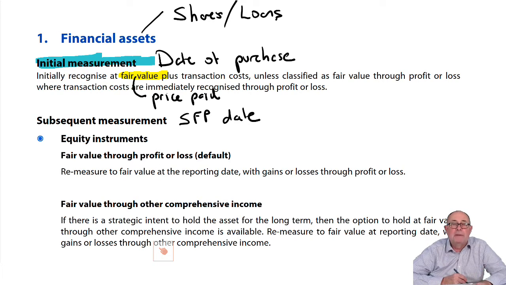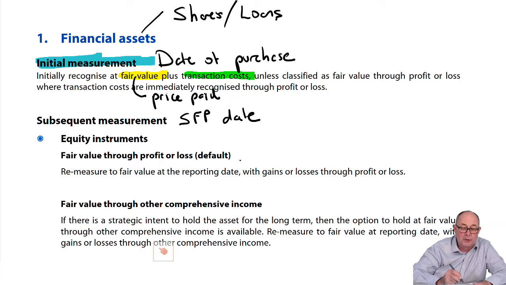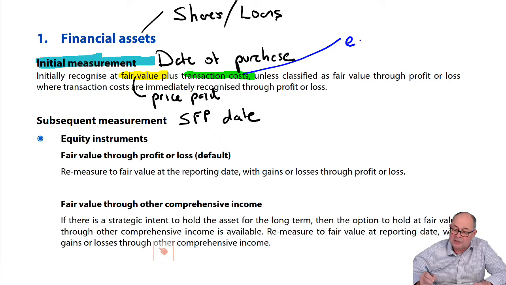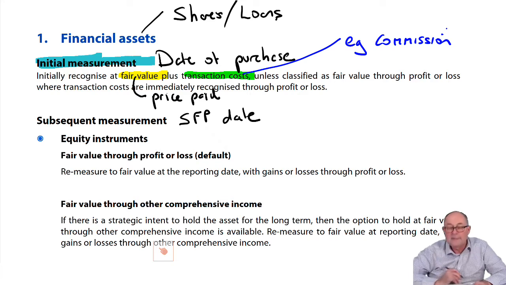Sometimes a company has to pay transaction costs. Transaction costs are things like the commission that you might have to pay to a stockbroker in order to acquire the financial asset. Sometimes that commission is capitalized, added to the cost of the asset. Sometimes it's expensed. We'll see the difference as we have a look at the different categories of assets in just a moment.